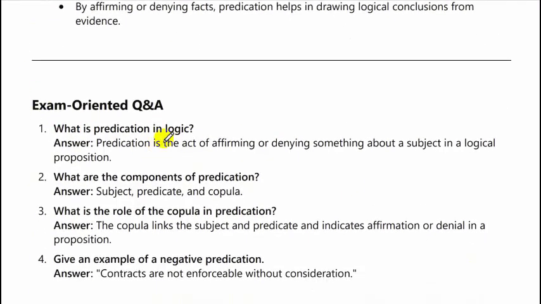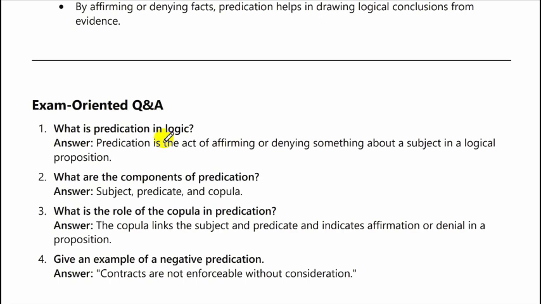Alright, what is predication in logic? It is the act of affirming or denying something about a subject in a logical proposition. This definition we'll have to remember. Predication is the act of affirming or denying something about a subject in a logical proposition. What are the components of a predication? The components are subject, then copula, and then predicate.